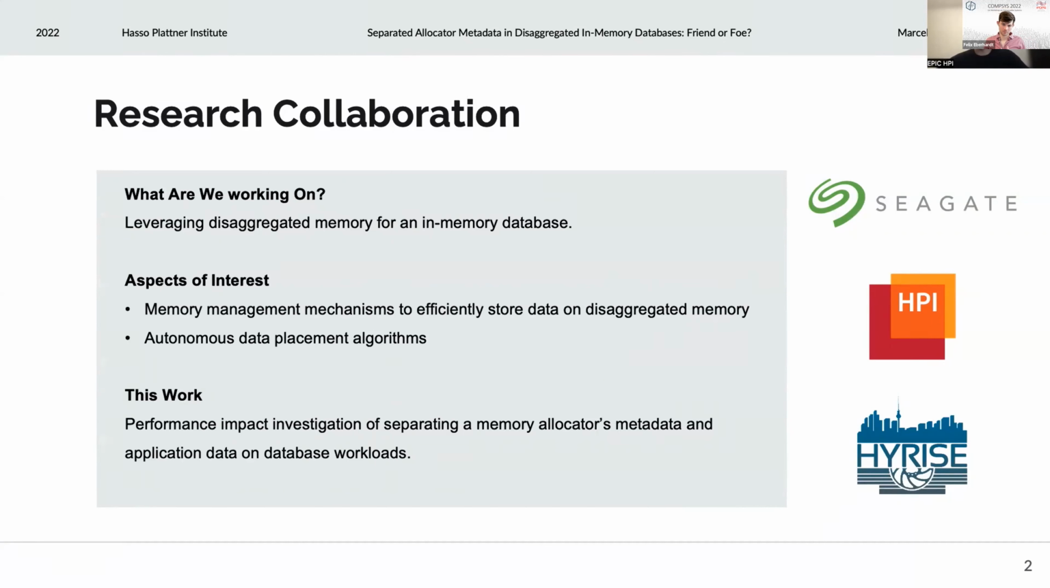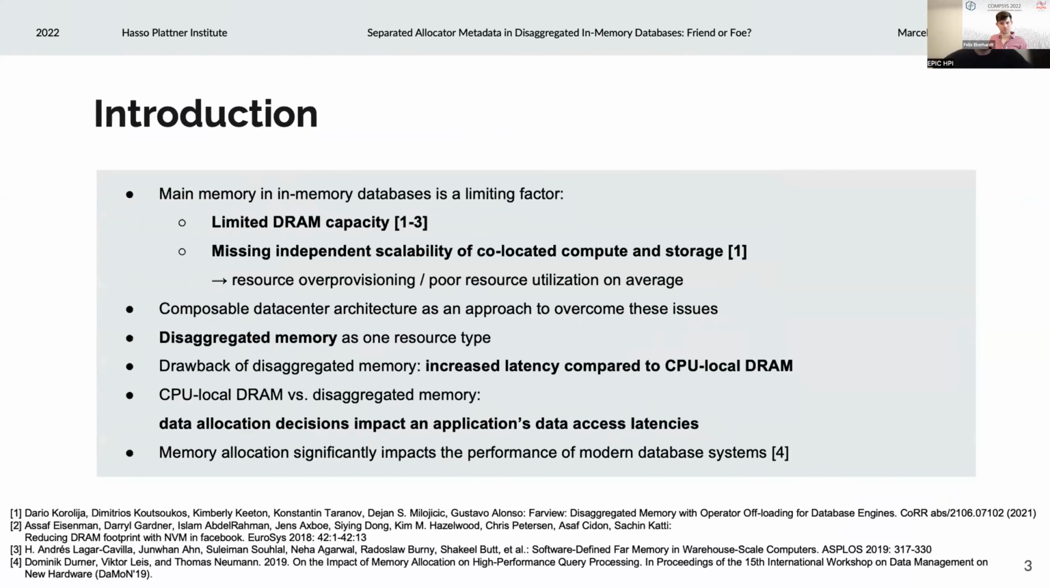For this, I will give you some background information. In-memory databases store most of their data in main memory to reach low latencies and high throughput during query processing. However, with the continuous trend of growing data, main memory becomes the limiting factor for such databases. Furthermore, in traditional data centers where a monolithic server is the base unit for scalability, different resource types such as compute and memory are co-located on one mainboard. This co-location of memory and compute limits their independent scalability, leading to resource over-provisioning.